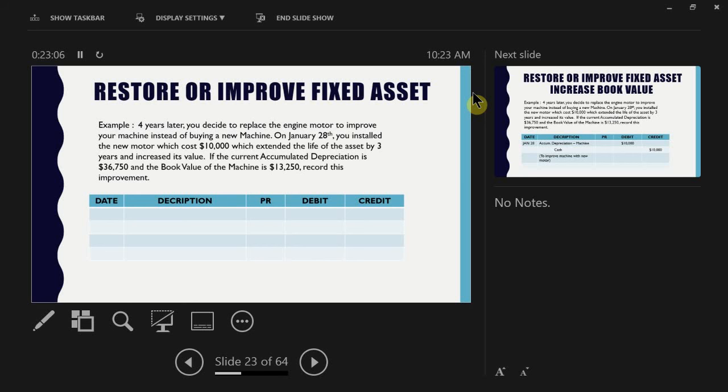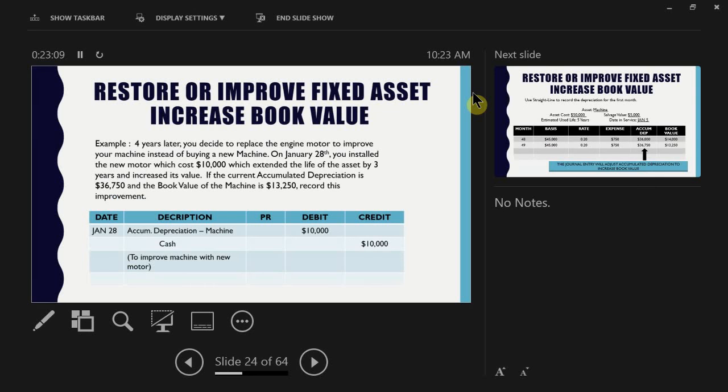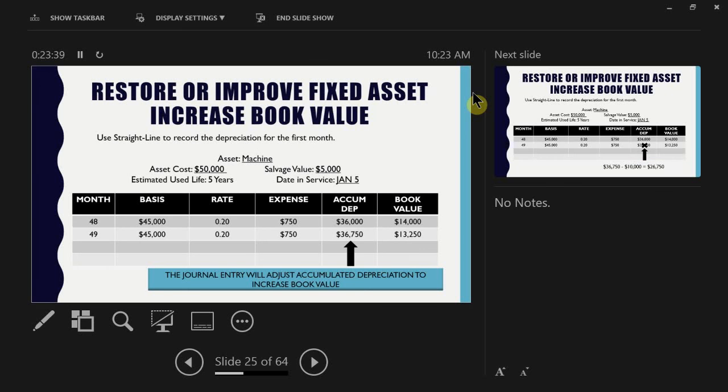Okay? So in this case, this is how I'm going to journalize it. I'm going to take that $10,000 fixture, and what I'm going to do is decrease my accumulated depreciation for my machine. Okay? And by decreasing my accumulated depreciation for the machine, it's going to, in reverse, increase your book value. Okay? How so? All right, let's go back to my depreciation table. This is what I'm currently looking at, right? This is the most current depreciation, right?